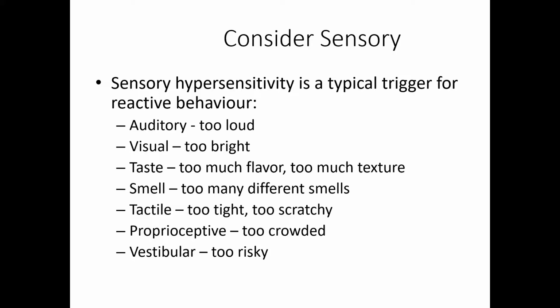For the proprioceptive piece, this can be an area being too crowded, and vestibular is too risky, more about balance and body movement. And then there is another area where a lot of autistic people have challenges with interoceptive skills. This can be understanding their internal body sensations, so noticing the feeling of needing to use the washroom, or noticing when they're feeling hungry or full. Sometimes it can be noticing that sensation of pain. They might have a very high pain tolerance, or the opposite, a very low pain tolerance.